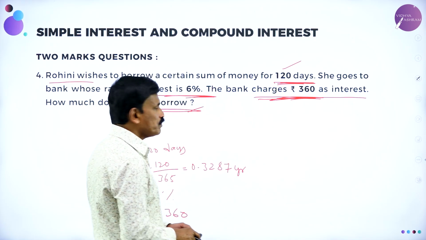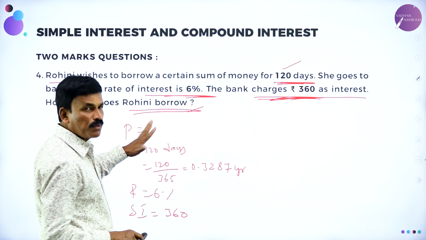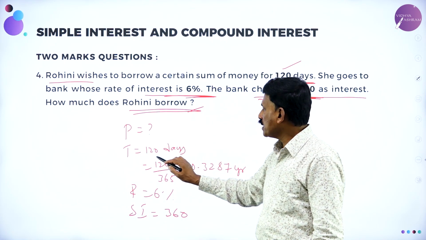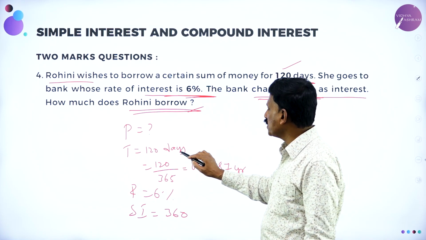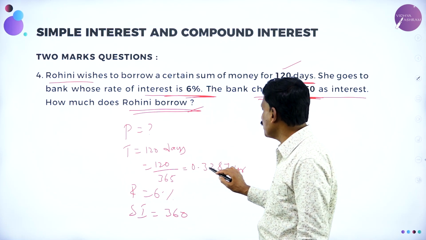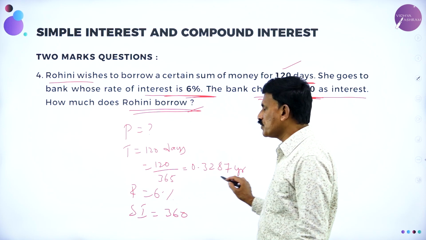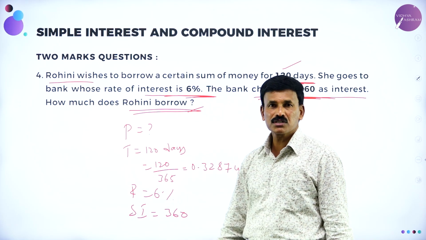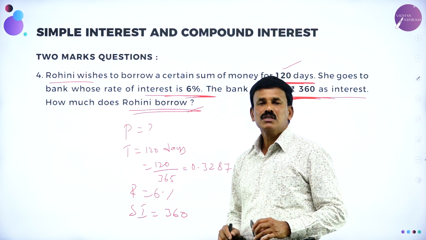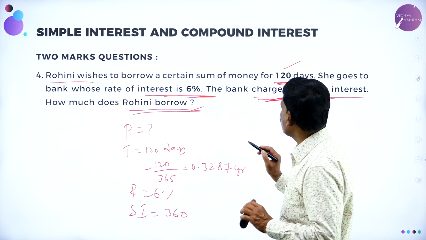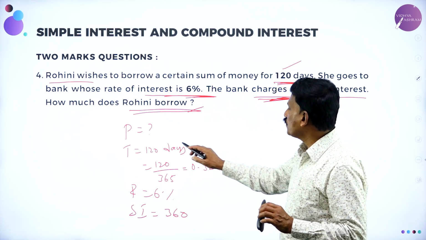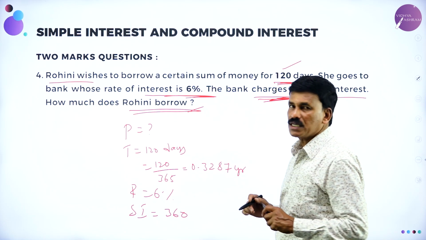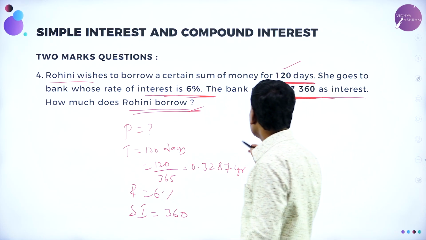Now, simple problem, see, the principal is to be determined. The time is 120 days, which is nothing but 120 by 365, equal to 0.3287 years, and the rate of interest is 6%, and they are going to charge the simple interest of rupees 360. So just find out the principal. For what principal, at the rate of 6% for 120 days, will you get 360 rupees as the simple interest? Now, what is the formula?